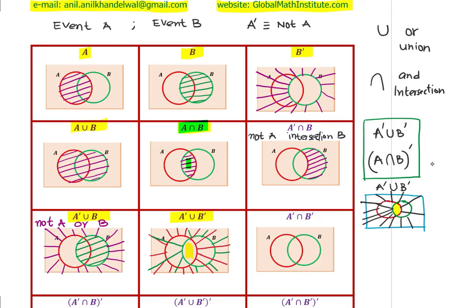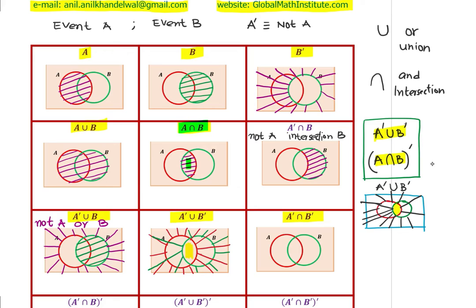You get the idea. So that is what I mean: exclude the intersection of A and B to get the union of not A, not B. Very important concept for you to understand. If you understand this, then the rest of the exercise is going to be very simple.